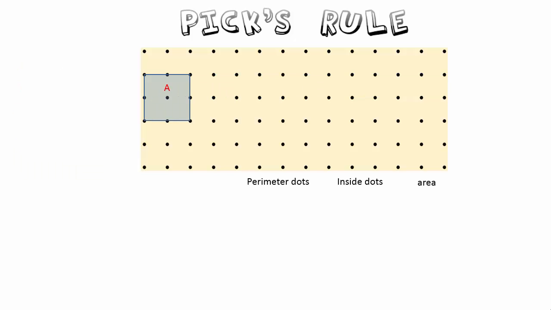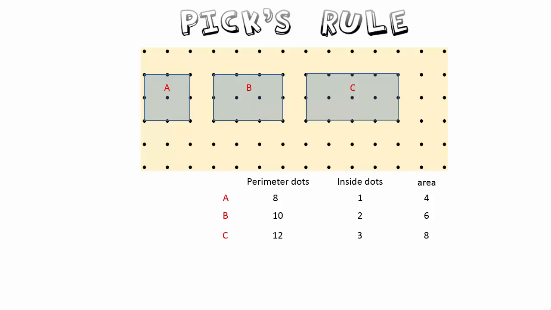Let's try extending it in a different way, where we now include dots on the inside. We'll start with that larger square. It has 8 dots on its perimeter and 1 dot inside. The area is 4 square centimetres. Extending that now, we have 10 dots on the perimeter, 2 dots inside, and the area is 6. And once more, 12 dots on the perimeter, 3 inside, and an area of 8. Can we find a relationship between the dots and the area for this one? It's actually Pick's rule, isn't it? It does work, and you can check that by substitution.